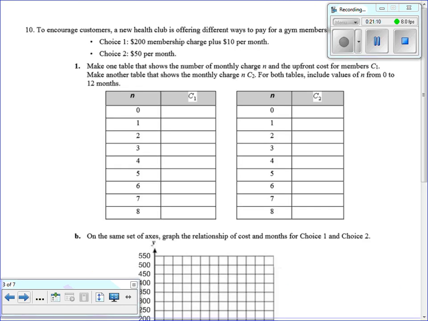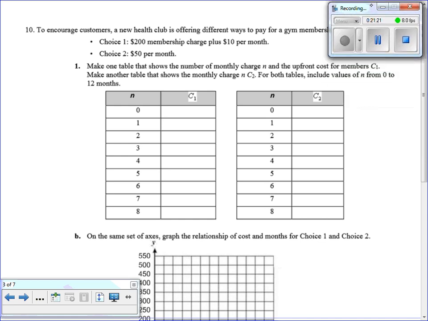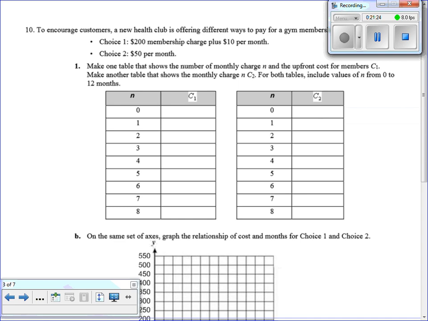10. To encourage customers, a new health club is offering different ways to pay for a gym membership. Choice 1 is a $200 membership plus a charge of $10 per month. Choice 2 is $50 per month. Make one table to show the monthly charge for choice 1, and then we'll do another one for choice 2. I want to include the values of n from 0 to 12 months.